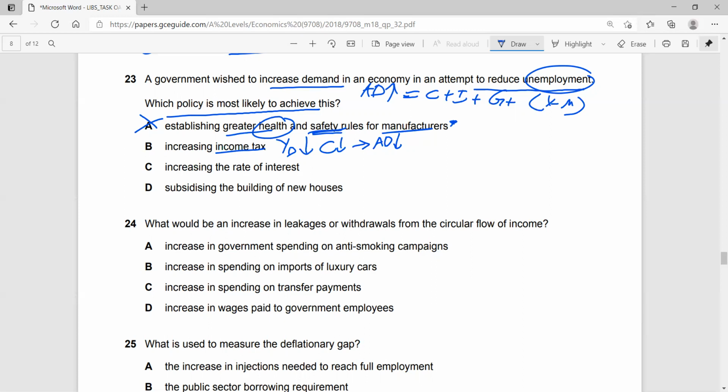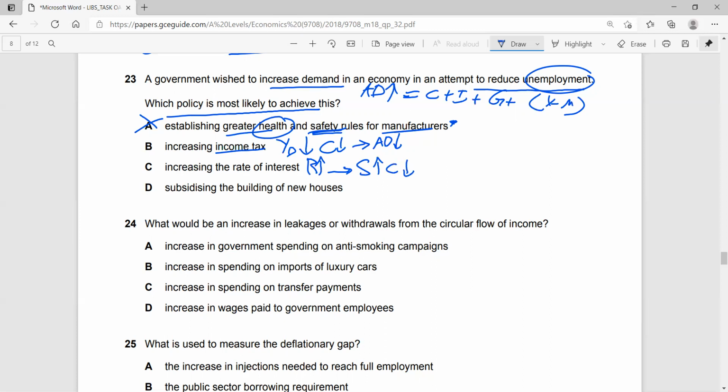Increasing the rate of interest. So if you increase the rate of interest, what you will do is increase saving. Why will people save more as opposed to consuming? Because they're getting a better interest rate. So instead of getting a 2% return on their savings in the bank, let's say they're getting a 5% return or 10% return, to be very optimistic. That means there's more value to save in the bank as opposed to consume.